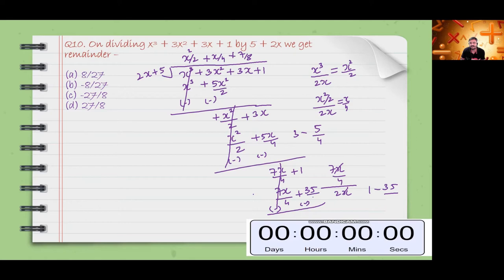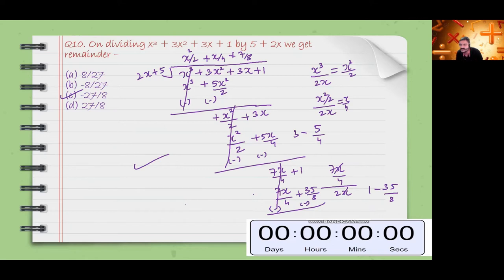1 minus 35 upon 8. So, how much does it come to? 35 minus 8, how much does it come to? Minus 27 upon 8. Okay. Option C is the answer. Now, this question will require time, no doubt, because it is based on the division algorithm.